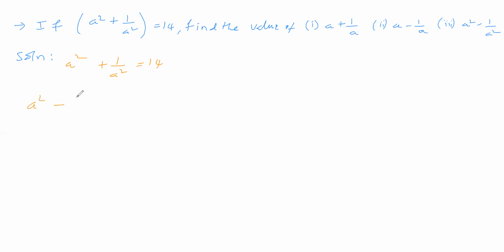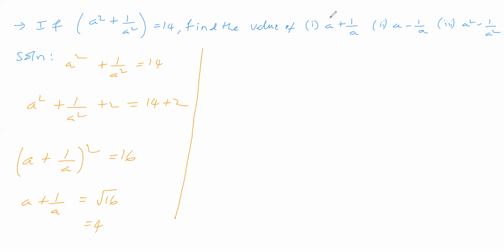For that case, we will do one thing. We will write this one as it is and add 2 on both sides. Now we can say that it is the expression a plus 1 by a whole square, which is equal to 16. So a plus 1 by a is equal to square root of 16, which equals 4. Take square root on both sides, it becomes 4.